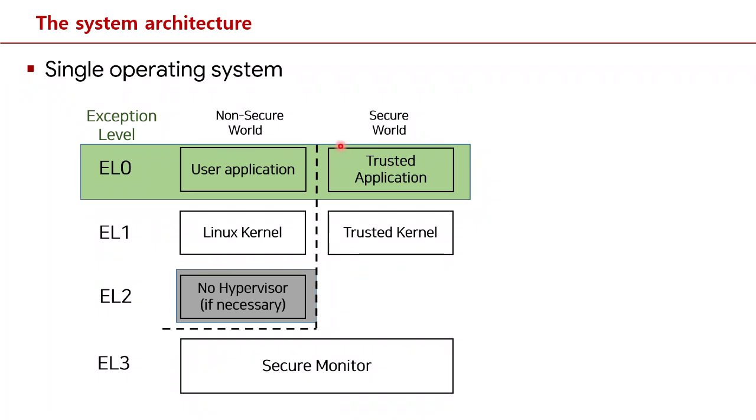So here is the simple architecture diagram that is based on a single operating system. As you can see, the software world is divided into two worlds. The first world is the non-secure world, and the other world is the secure world. But most of the software is running in the non-secure world. In the non-secure world, the Linux application and several applications like the YouTube application or Chrome browser application can be running at exception level 0.